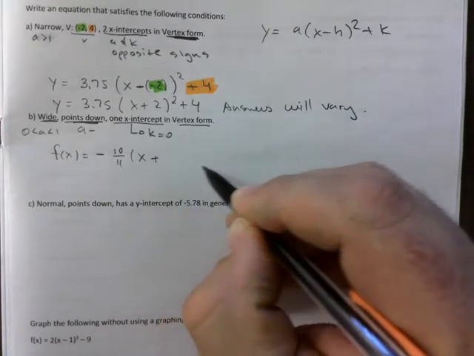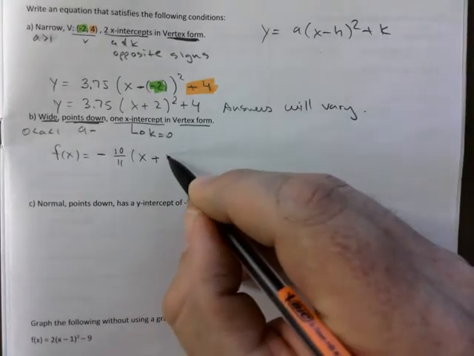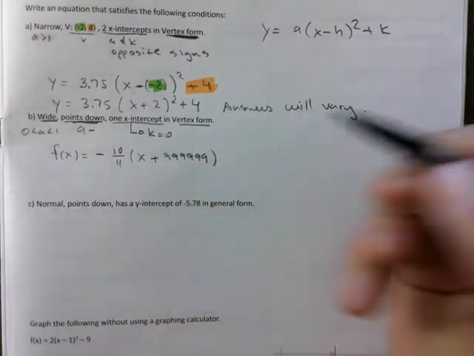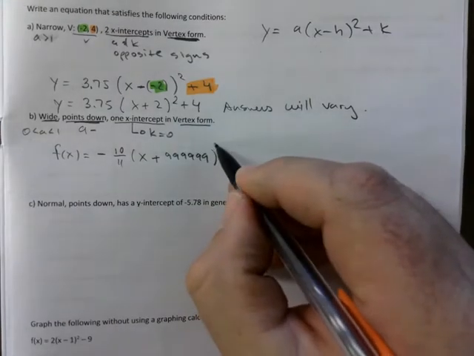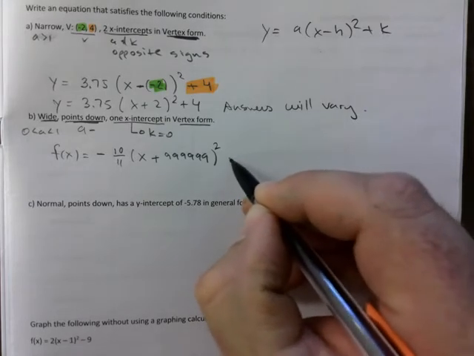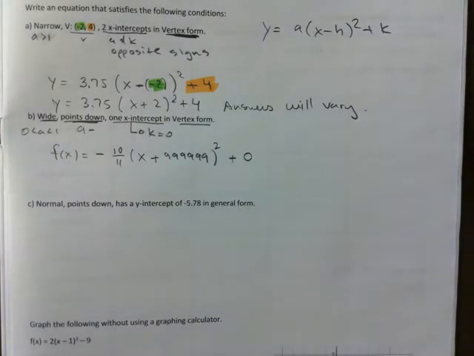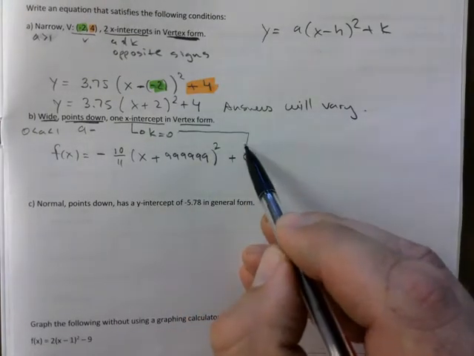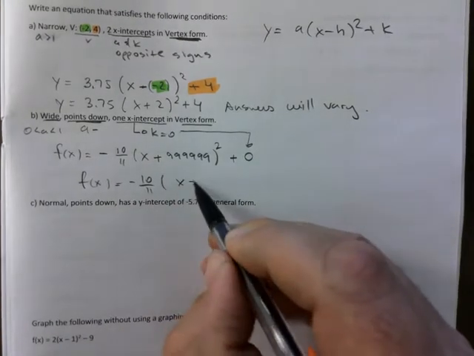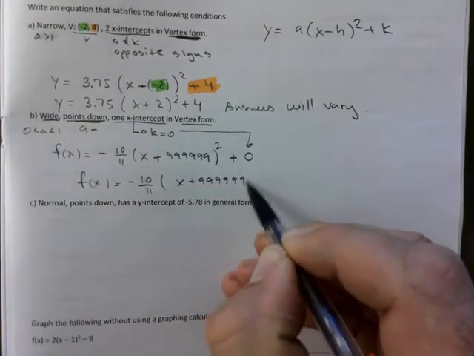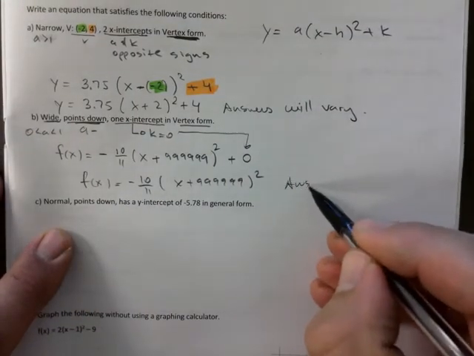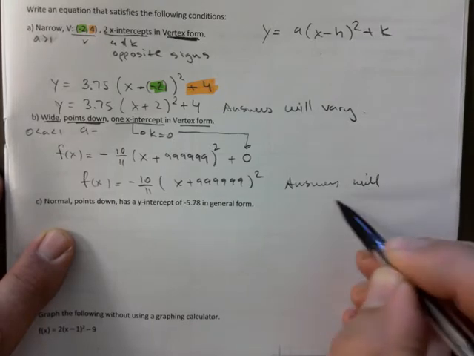The x value of the vertex will not make a difference. So let's make it ridiculous, right? Just to make the point that it doesn't matter. Don't forget to square. And then you would go plus 0, but it's really not necessary, right? So let's clean that up, though. That would be your final answer. Answers will vary.